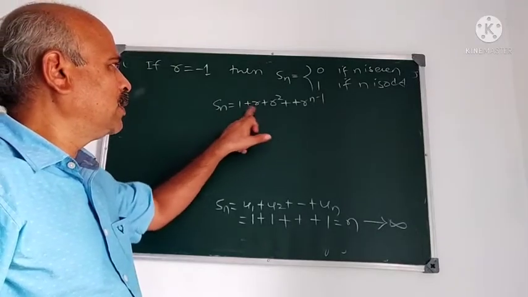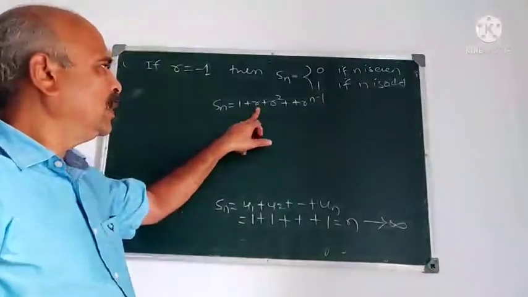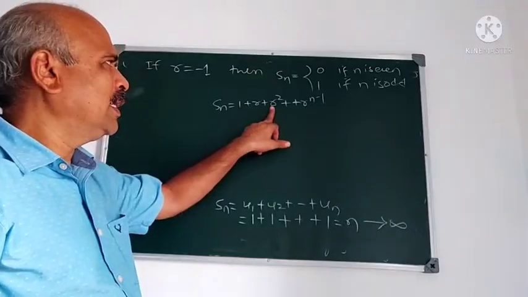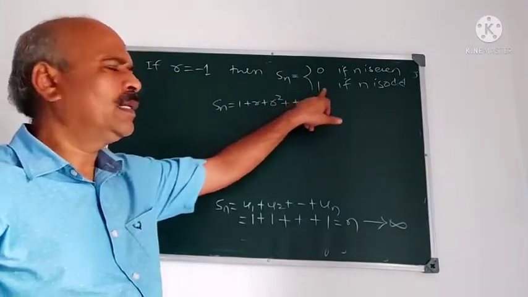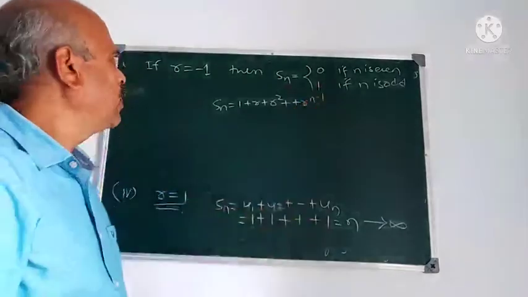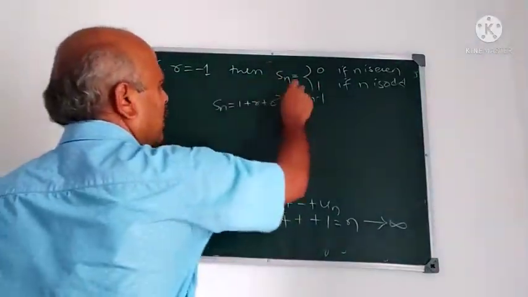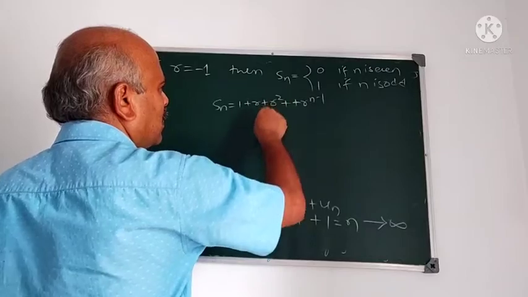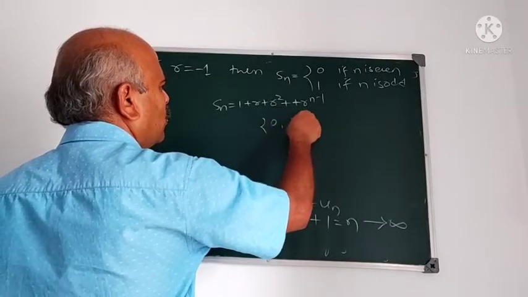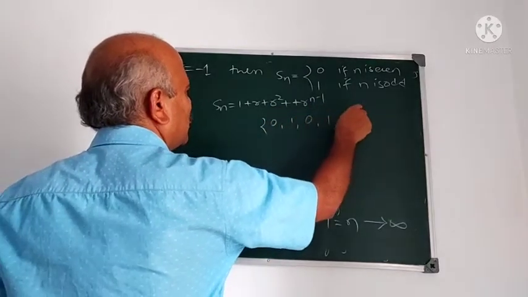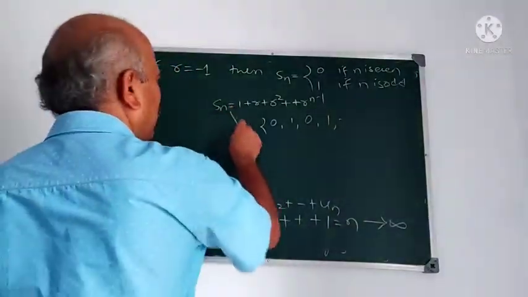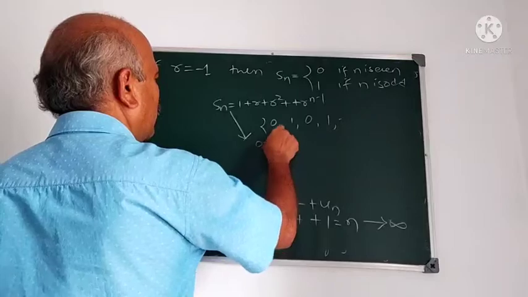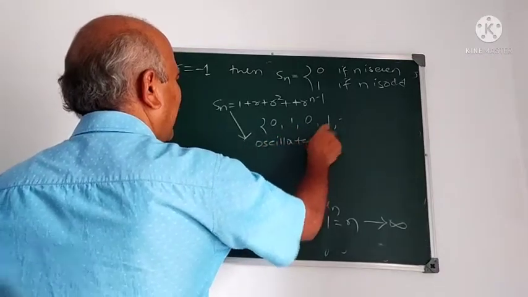Suppose n is even, you will get 1 plus minus 1, which is 0. If n is odd, say you get 3 terms, S3: 1 minus 1 plus 1. You will get 1. Therefore, when r is minus 1, Sn, the sequence of partial sums, takes only 2 values: 0, 1, 0, 1, 0, 1. And it oscillates finitely.